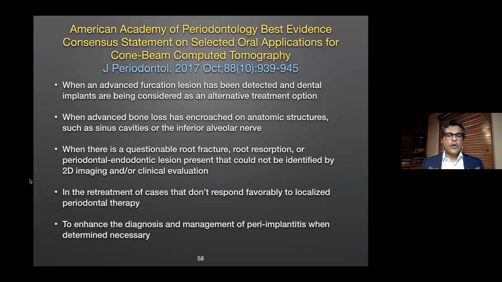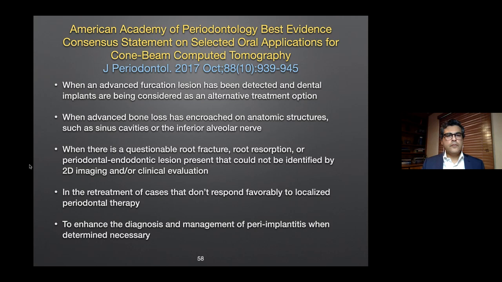To enhance the diagnosis and management of peri-implantitis when determined necessary. So in some cases, when peri-implantitis is suspected, the CBCT is taken generally post-implant placement. The image that is recommended is periapical, because of the same analogy: when you have any restorative material, including root filling or implant or any other kind of restorative material, they cause artifacts, and that decreases the effectiveness of the scan. But in some cases, and I'll show you one, a CBCT can still provide some diagnostic value even in the presence of artifacts.